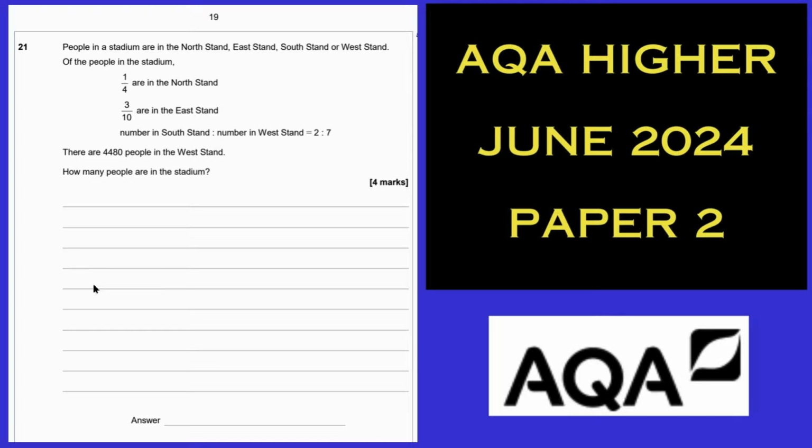Number 21, it has been said that if you organise a problem, you are halfway to solving it. And this waffly one is definitely one where you need to do that. Northeast, southwest. Get it organised. A quarter in the north stand, 3/10 in the east. The ratio of west to south is 7 to 2, so they are 2/9, but don't forget, that's not a fraction of the whole. That's compared to each other. So you can't go putting 7/9 yet, because it's 7/9 of something else.